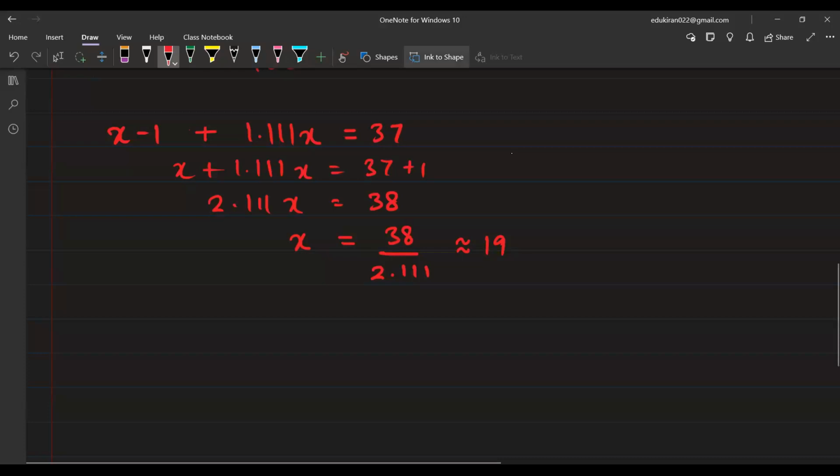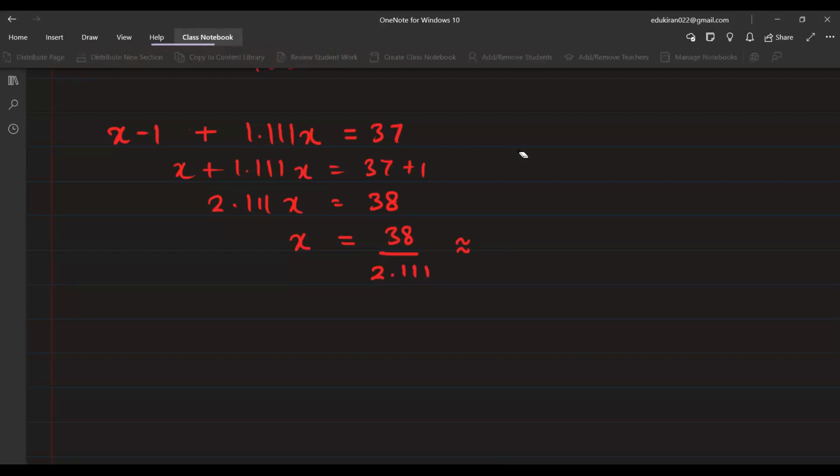38 divided by 2.11, approximately 19. It will be 18 point something, right, Afaf? Yes. 18.0009, yes, 000 is coming, and after that 9 is coming. Okay, fine. Then we are going to take 18 only.